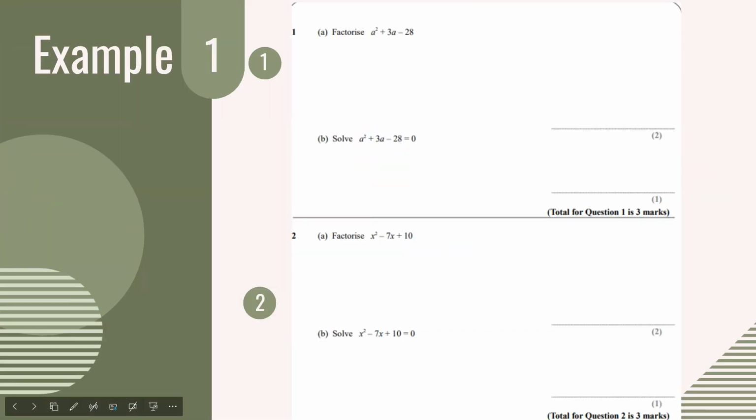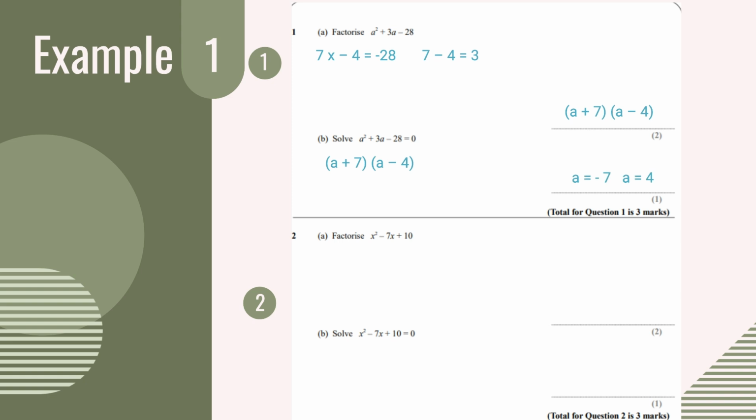Once again, it's time to have a go at some Maths Genie exam questions. Have a go, pause the video, and unpause when you've done. So, in our first question, part A, we're asked to factorise a squared plus 3a minus 28. 7 times minus 4 equals minus 28, and 7 minus 4 equals 3. So our brackets are a plus 7 and a minus 4. Now, part B, we're asked to solve a squared plus 3a minus 28 equals 0. As we said, we have our brackets of a plus 7 and a minus 4, so our values for a must be a equals minus 7 and a equals 4.